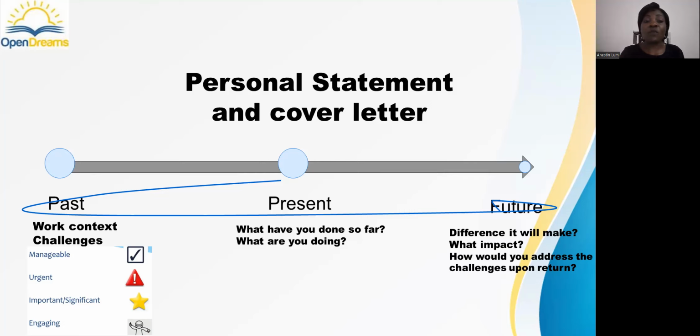You see how I am moving from my past into my present and projecting into the future. Where are you coming from? Where are you now? Where are you heading to? Very important. And in doing so, remember to define the context, say what the task is, what was the expectation, what you actually did, your own actions, and the results you achieved.